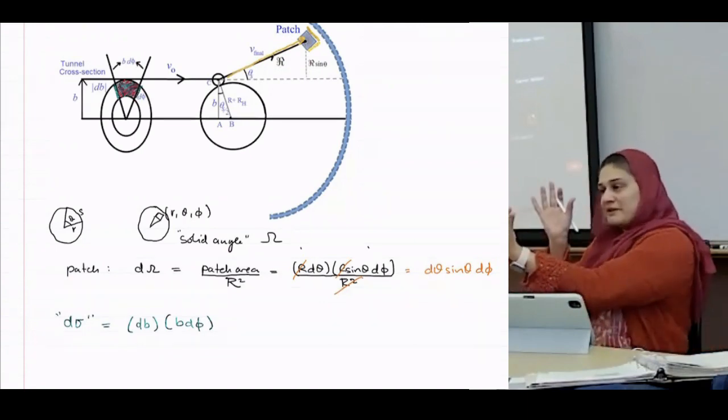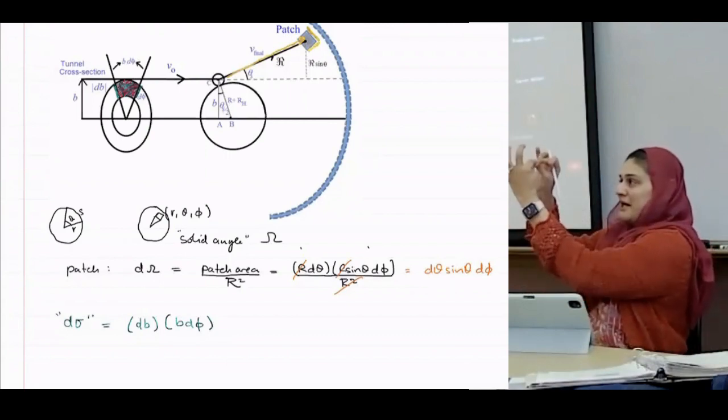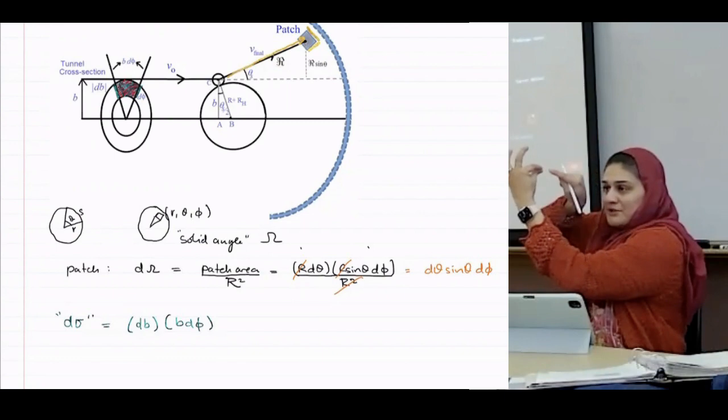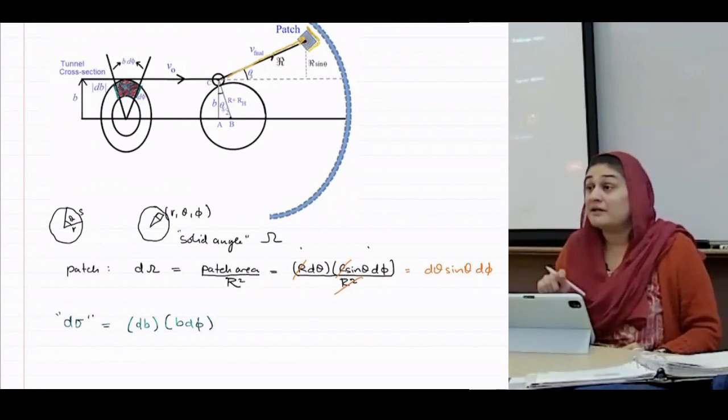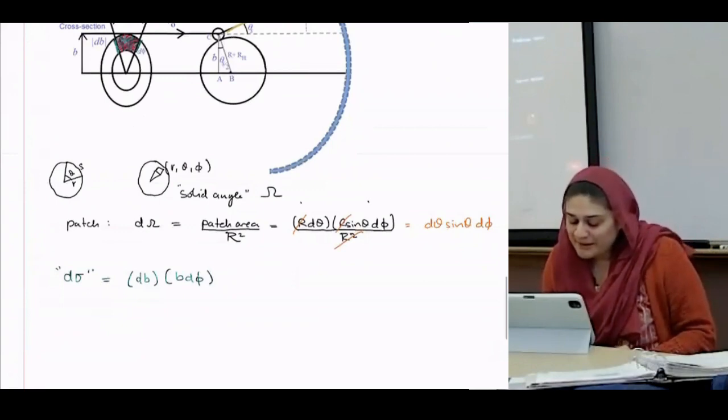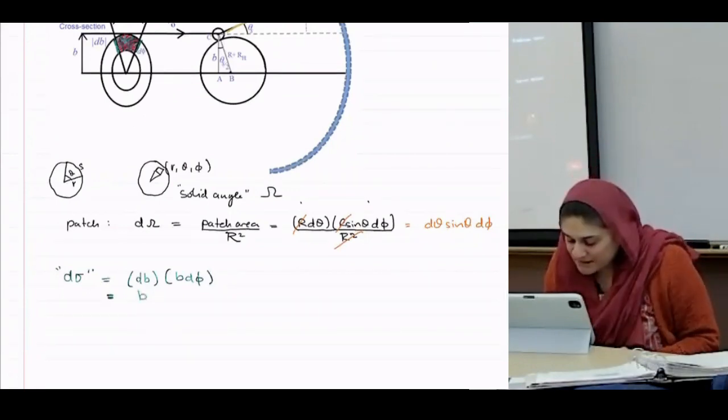So think about it sort of in 3-dimensional. I'm just looking at this patch going forward. This tiny patch going forward. And again, it'll be in 2D, defined as that. So then may I rewrite this as b dB d phi?